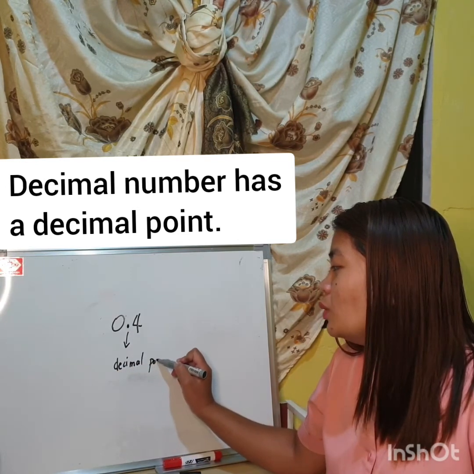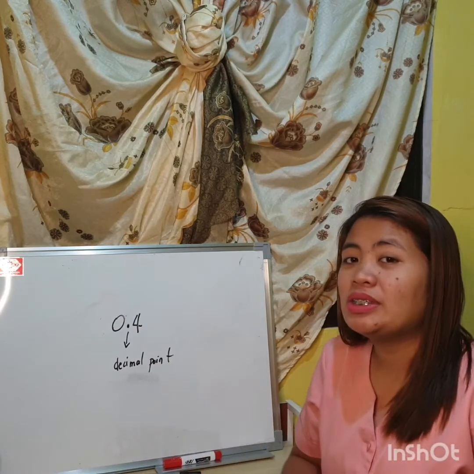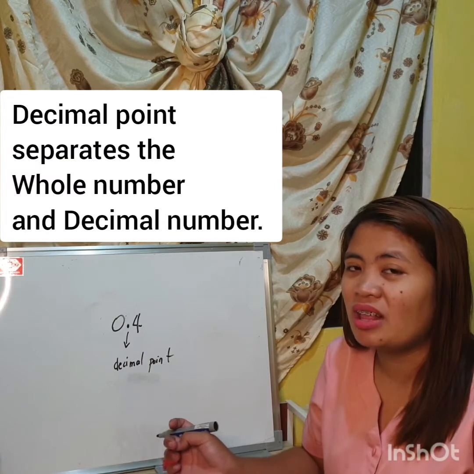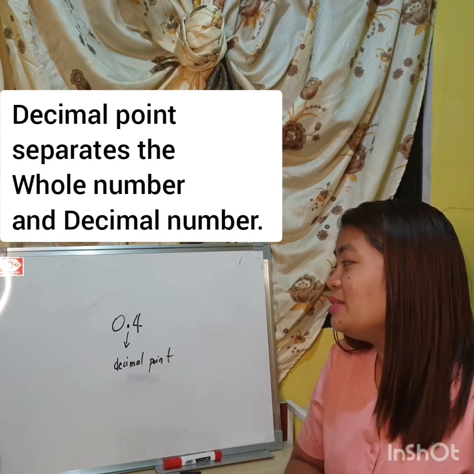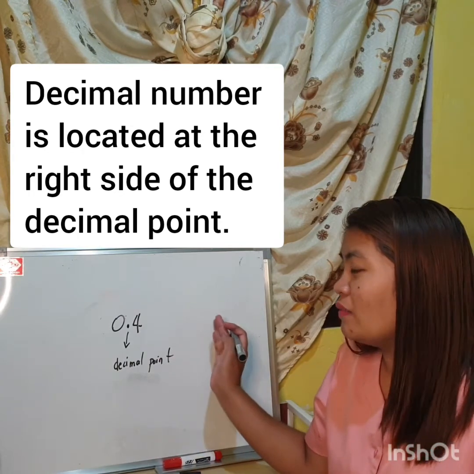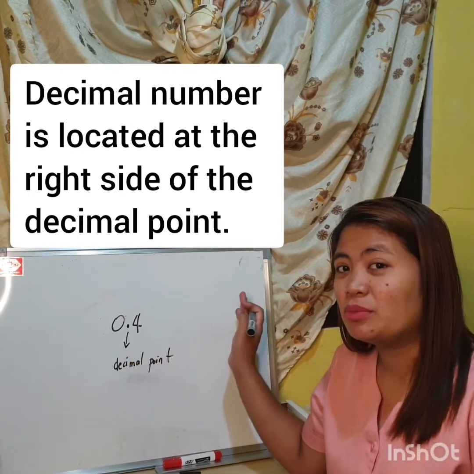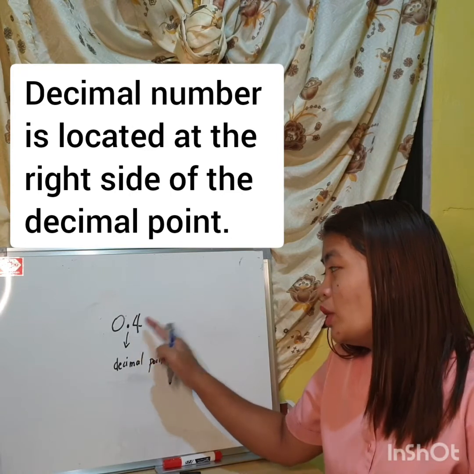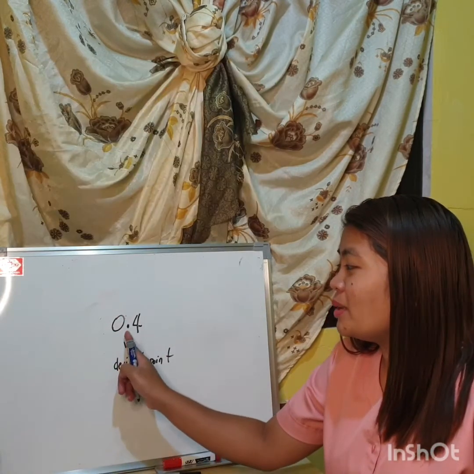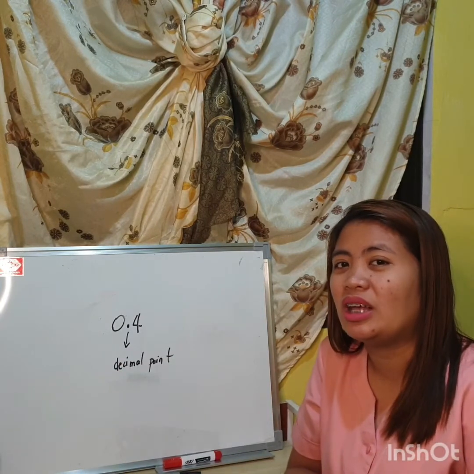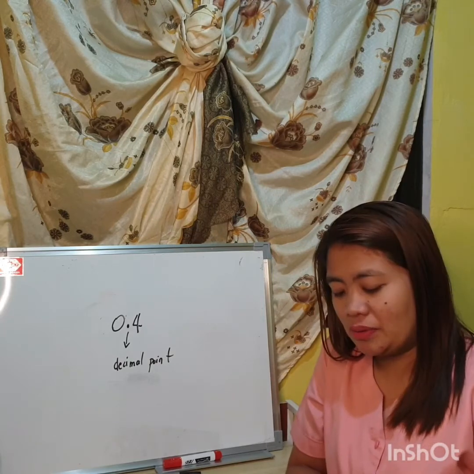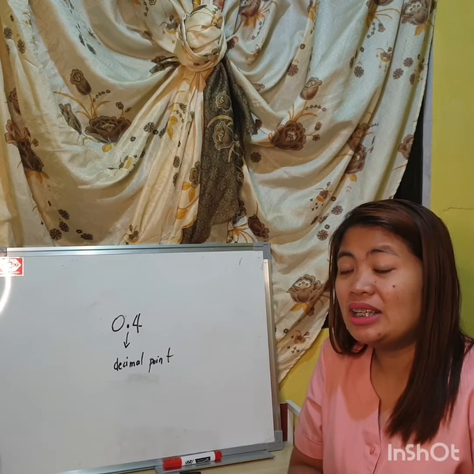Ano po ang tungkulin ni decimal point? So si decimal point, it separates the whole number and the decimal number. And then the decimal number is always located at the right side of the decimal point. Nasa kanan po lagi ng decimal point yung mga decimal numbers. And yung mga nasa left naman ni decimal point, ang tawag po natin doon ay whole number. Okay, so yun po yung tinatawag natin na decimal number.